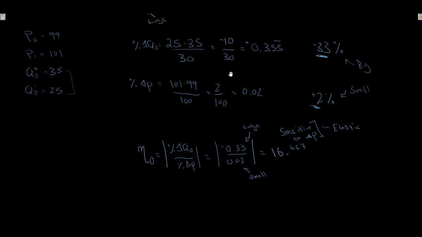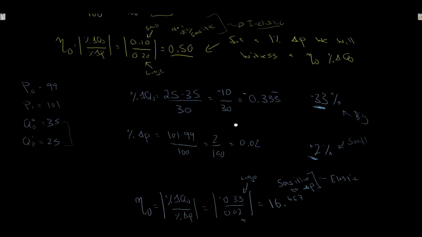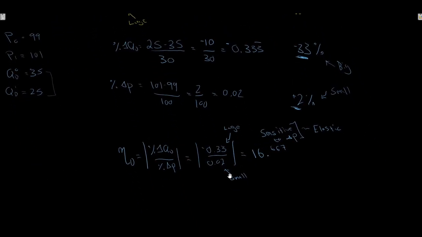Let's compare and contrast quickly. So a value of 16.67, a value of 0.5, right? 0.5 was a big change in price, small change in quantity demanded. My quantity demanded was not very sensitive. Down here, tiny change in price, large change in my quantity demanded, I am sensitive, right? And we could have the same kind of interpretation.